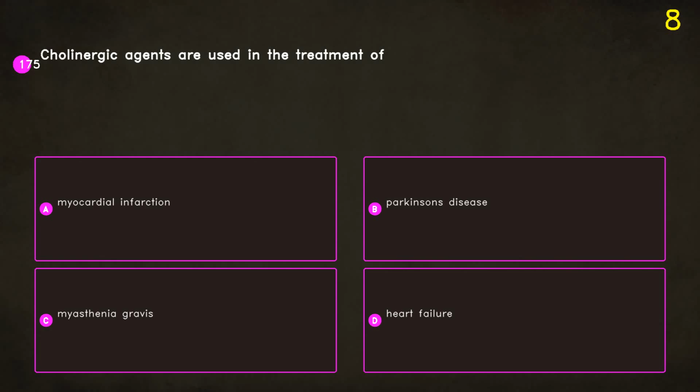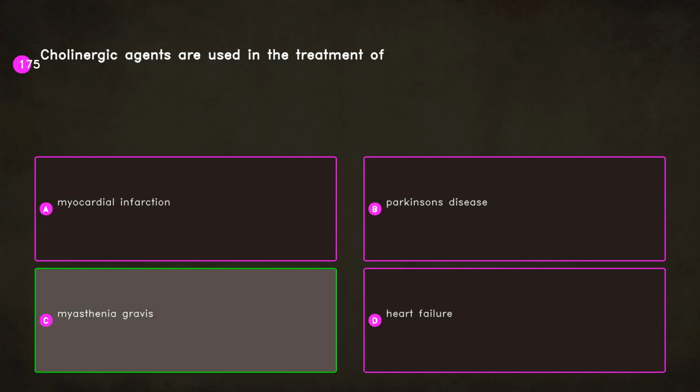Question 175. Cholinergic agents are used in the treatment of A. Myocardial infarction, B. Parkinson's disease, C. Myasthenia gravis, D. Heart failure. The correct answer is myasthenia gravis.